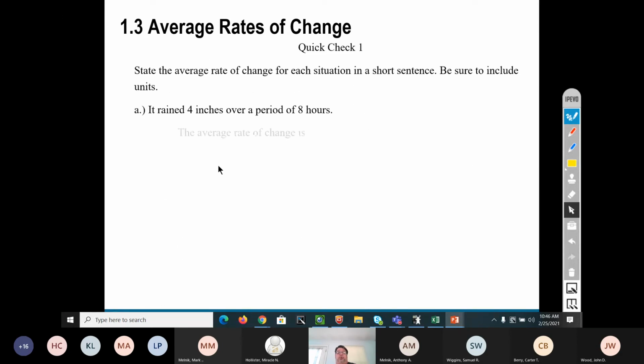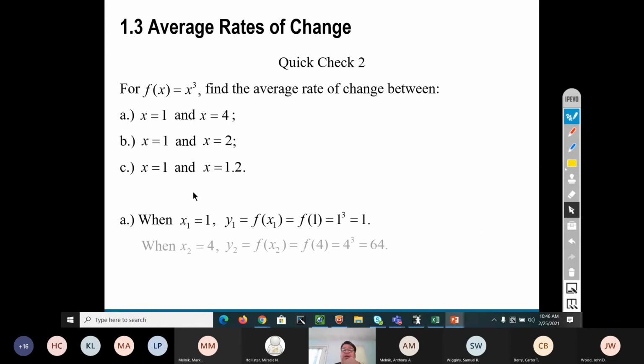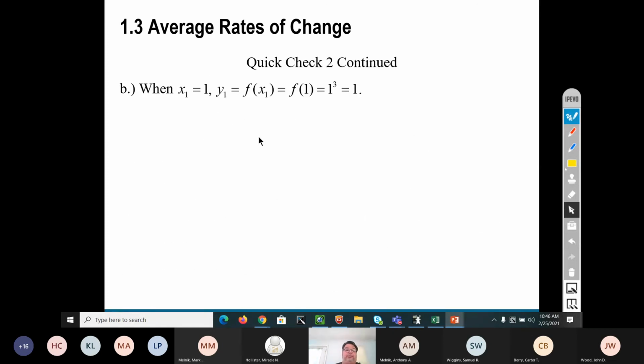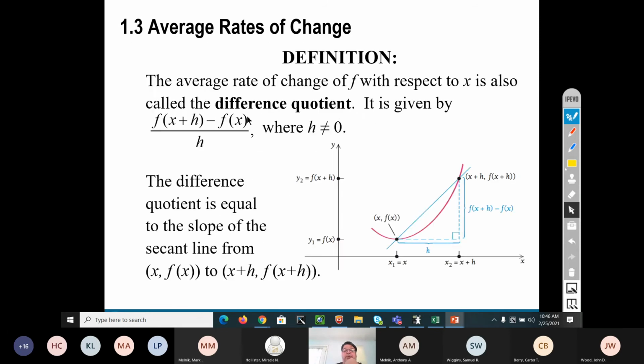Rate of change is another word for slope. You need to write that down. Rate of change is another word for slope. See, here we go. Difference quotient right there. There's your x. There's your x plus h. And there is x plus h and f of x plus h. You plug it into the slope formula, you get that.